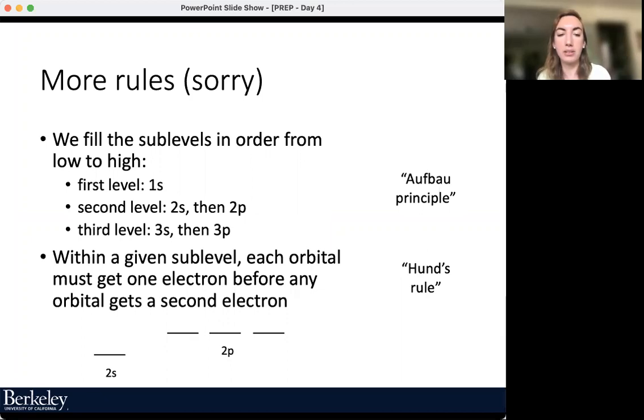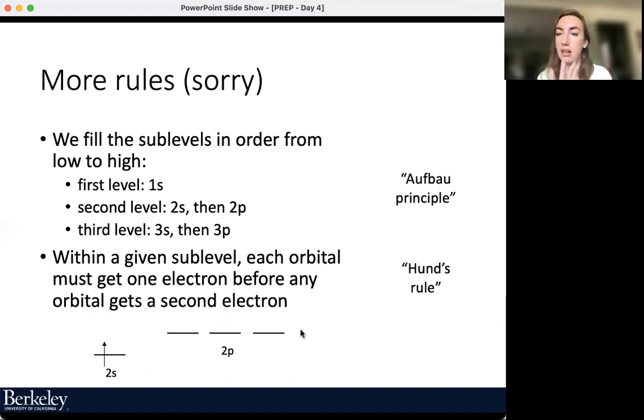Within each sublevel, each orbital must get 1 electron before any orbital gets a second electron, and we always fill from low to high. So just as an example, for our second level, we're going to start with filling our 2s orbital, and then we're going to fill our 2p orbital. Starting with 2s, if we have 1 electron in our second level, we're going to put 1 electron in our 2s orbital. We often draw these electrons as arrows.